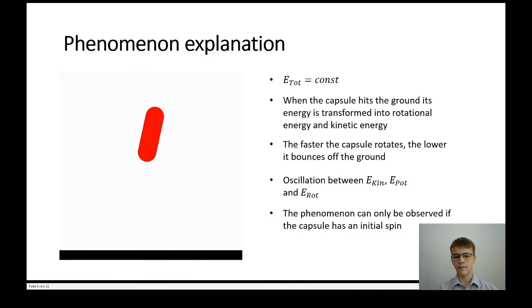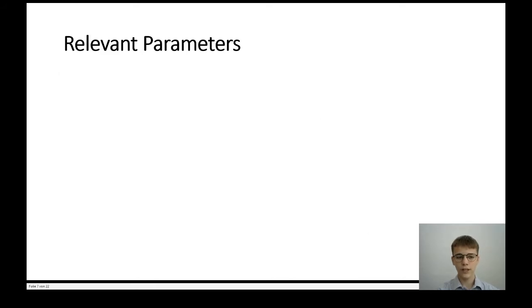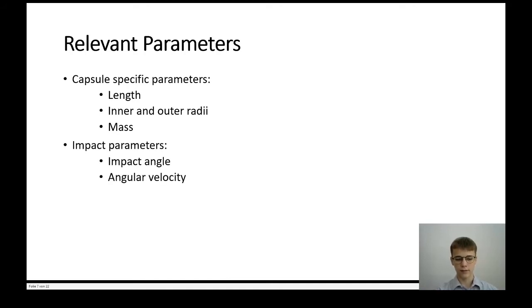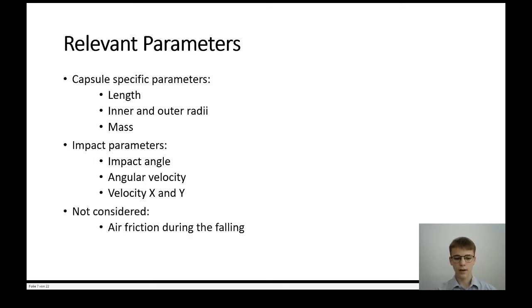There are a few different relevant parameters for this phenomenon. Some of them are capsule specific, like the length, the inner and outer radii and the mass. Some of them are impact specific, like the impact angle of the capsule, the angular velocity and the velocity x and y. And some we didn't consider, like air friction during the falling and the material of the capsule and the ground.